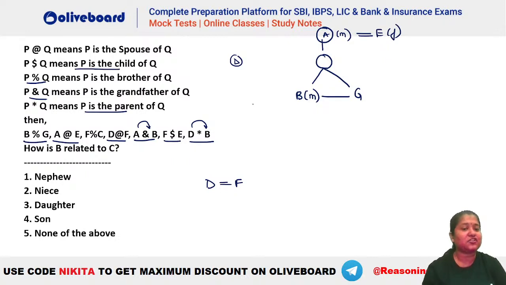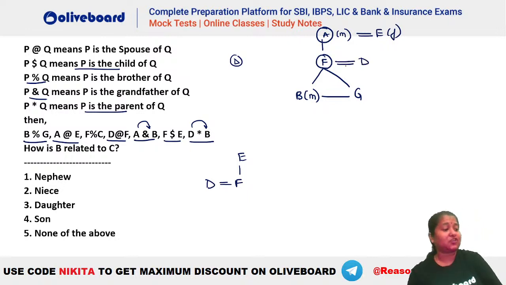Dollar means child. So you can see F is the child of E. So now you can see जो F है वो E का child है. That means you can see that this has to be your F here and F is married to your D. So this will be the diagram that you will be getting. ठीक है, कुछ इस तरह का diagram आपका बनेगा.